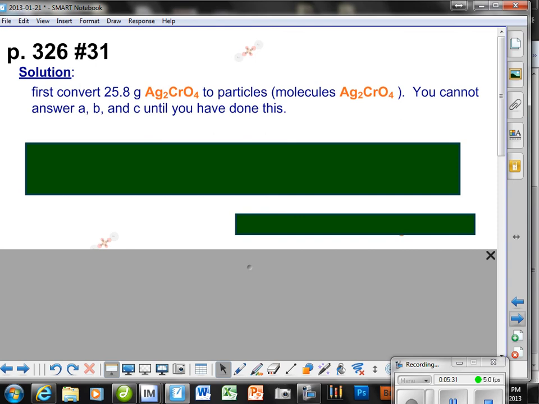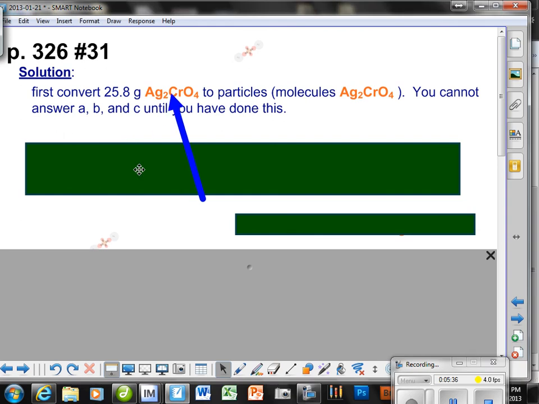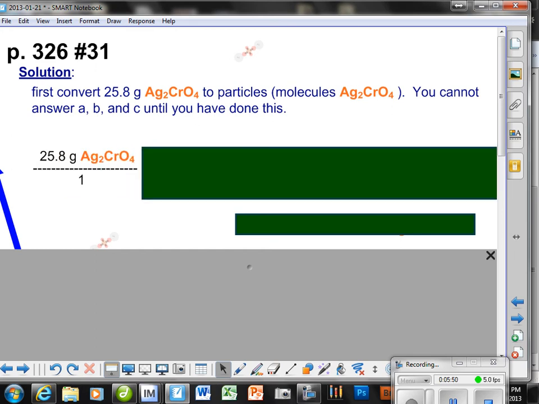And we're going to convert the given, which in this case was 25 grams of silver chromate, and move that into particles. This is very similar to what we've already done in our homework, so I'm not going to spend a lot of time on it. Our first fraction is the given over 1. So 25 grams of silver dichromate. So there we are there.